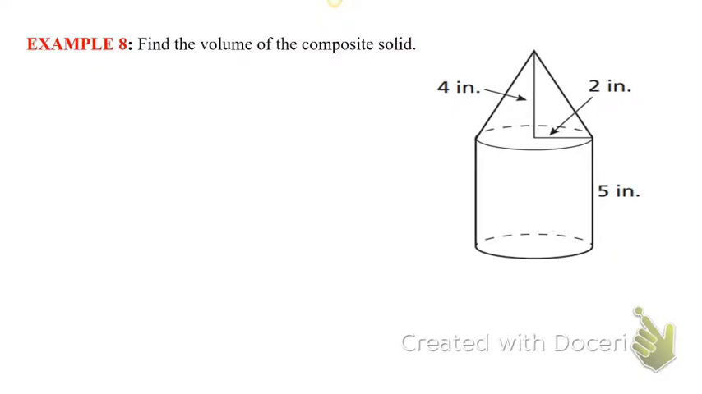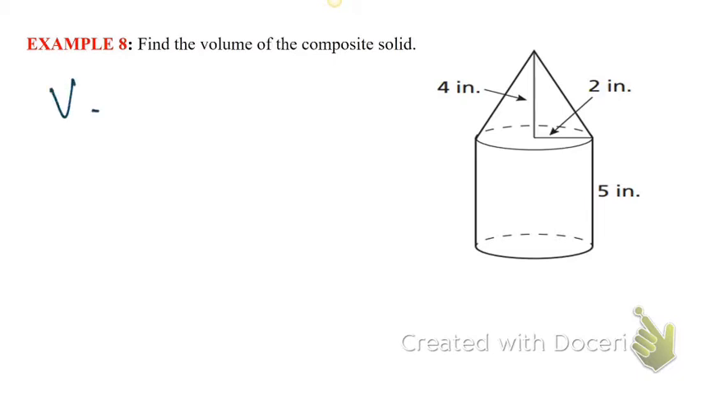Here is another composite solid, only this time we have two different types of shapes. On top, we have a cone with a radius of 2 inches and a height of 4 inches, and on the bottom we have a cylinder that has a radius of 2 inches and a height of 5 inches. So let's figure out the volume of each part of this solid, and then we will add them together to get the total volume of the solid.